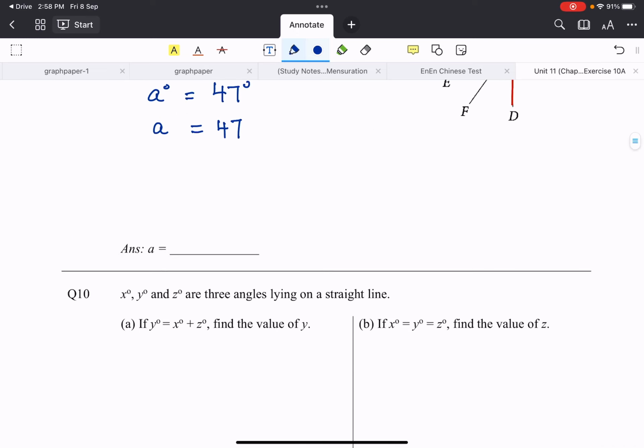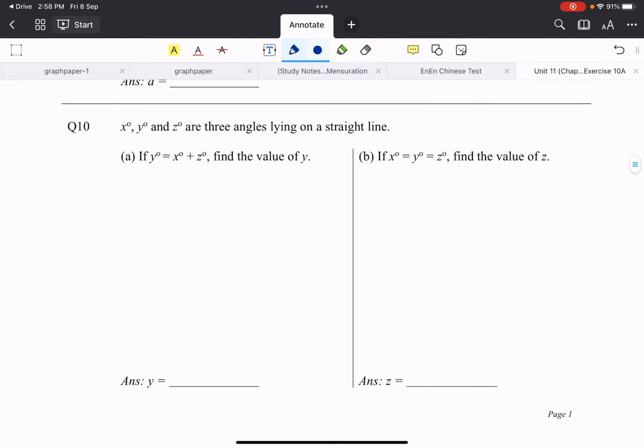Let's move on to the second one. Here we have another scenario where we have the three angles X, Y, and Z. They are lying on a straight line. So we are familiar with the properties of a straight line. We can say that X degrees plus Y degrees plus Z degrees equals 180 degrees. And we know the reason: it is because they are angles on a straight line.